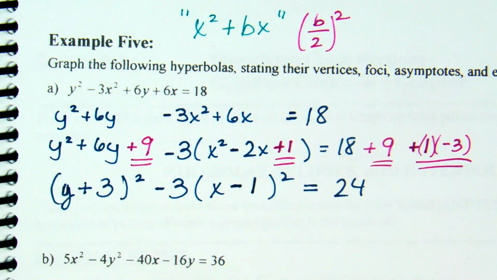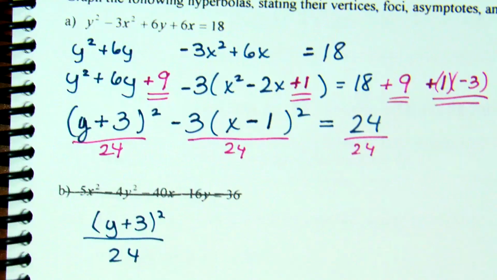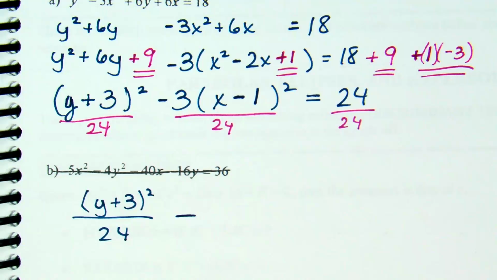Now, I will tell you folks, we're not doing B. We're not doing C. They're basically the same, because they take too long. Okay, so if I do this, y plus 3 squared over 24 minus, what do you know about 3 over 24? It's 1/8, so minus x minus 1 squared over 8 equals 1. We did it.